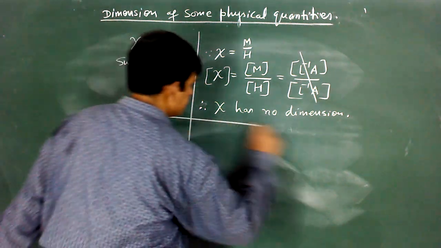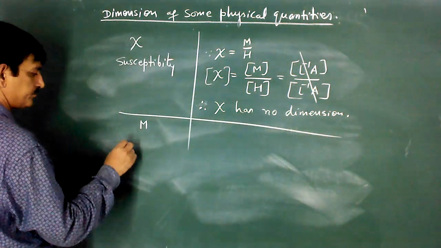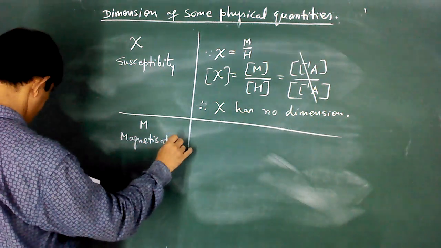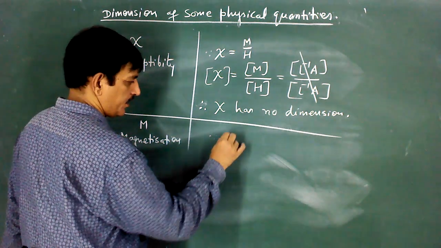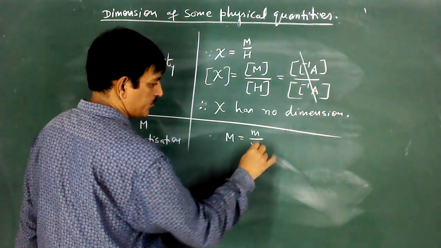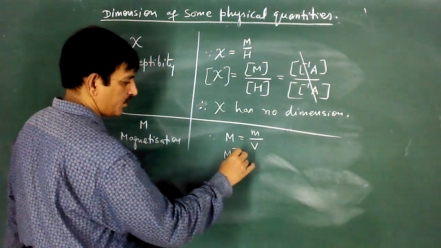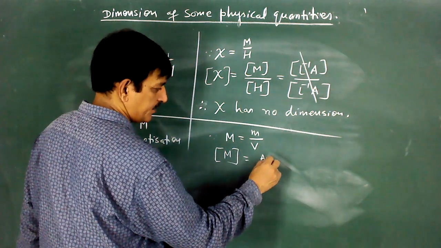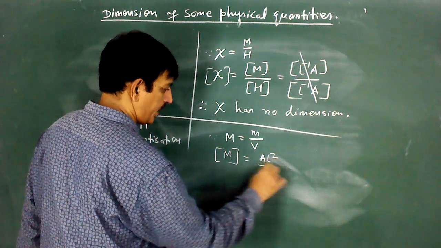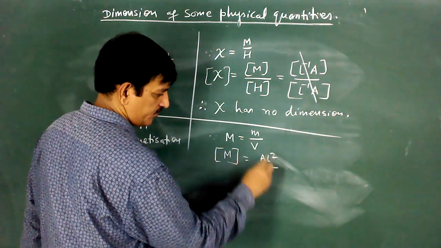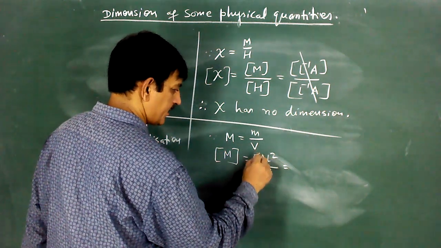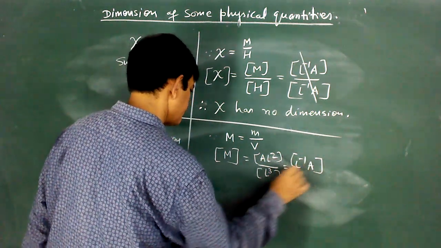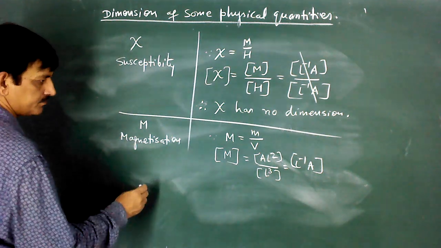Dimension of magnetization, that is M. Since M is magnetic moment per unit volume, dimension of M is dimension of magnetic moment, that is ampere meter square, divided by length cube. This is volume, so length cube, so this can be written as L inverse ampere.